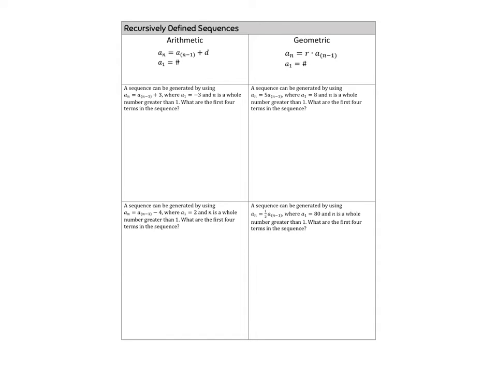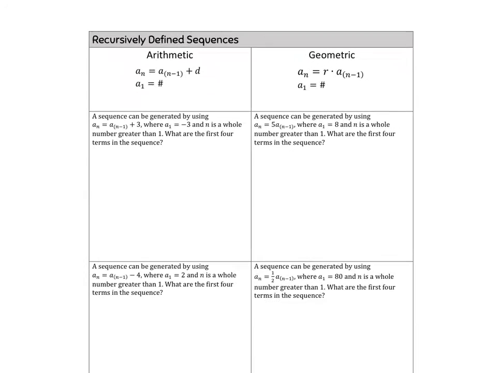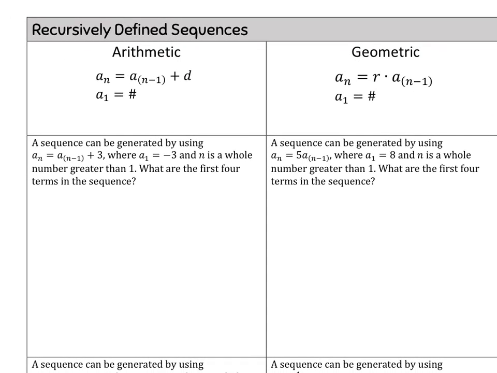Now that we've talked about sequences, what kind they are and how to use them, we're going to use a formula to create more numbers in the sequence. This is called a recursively defined formula. What that means is it gives you the first term, and then it tells you what to do for every term after that.